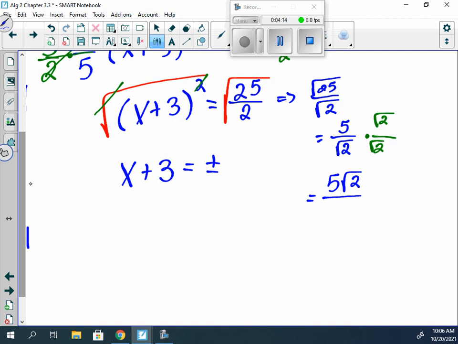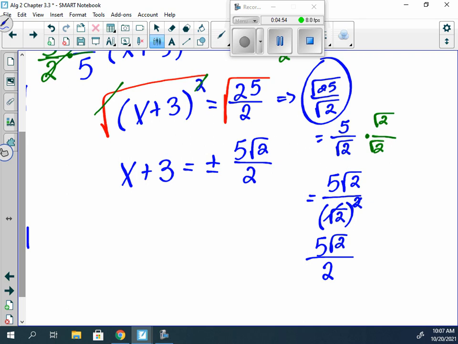Now the denominator, we have the square root of 2 times the square root of 2, which I can rewrite as the square root of 2 squared, because anything times itself is being squared. The square root and square cancel out, leaving us with 5 square root of 2 over 2. And that's what we call rationalizing the denominator. But again, if we typed it into the yellow calculator as this, it would tell us the exact same thing.